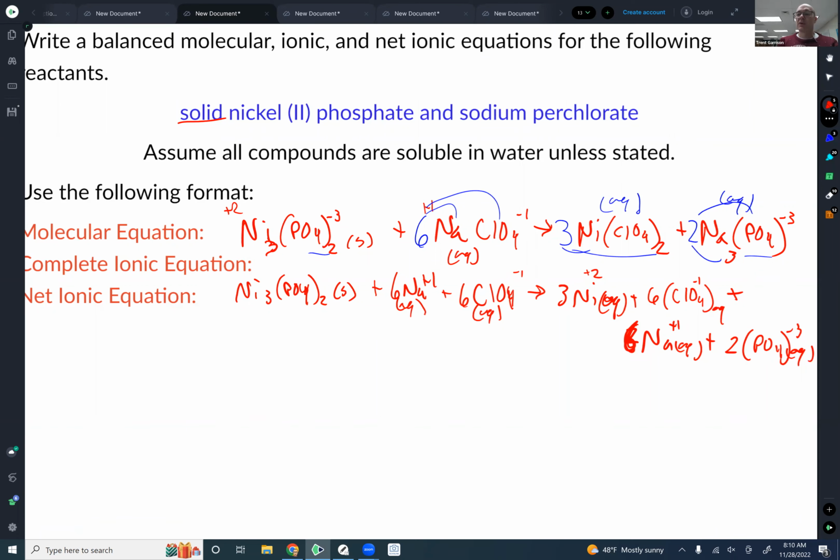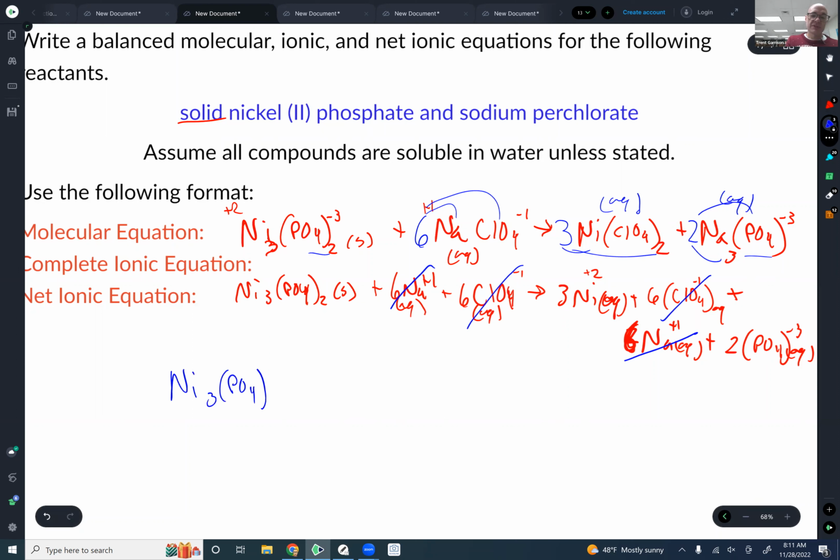Okay, now we cancel out like terms. Sodium on both sides is aqueous. It gets canceled out. Perchlorate on both sides is the same, so it gets canceled out. So what we're left with is the net ionic equation. Nickel 3 phosphate 2 solid produces 3 nickel ions that are aqueous plus 2 phosphate ions that are aqueous.